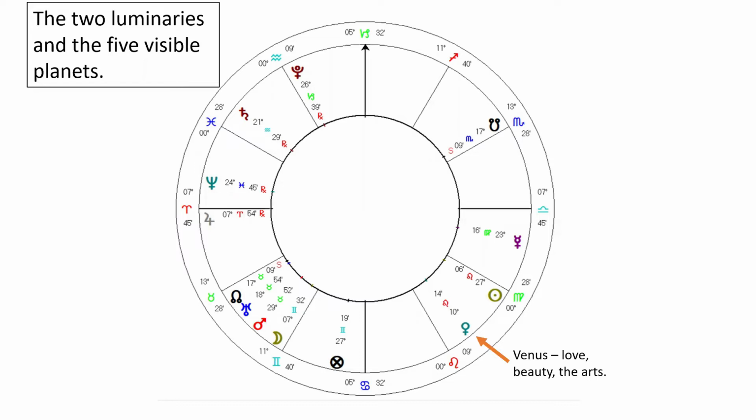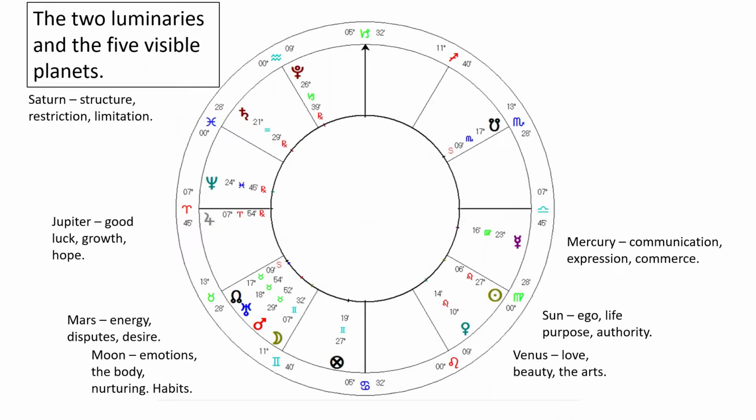We have Mars, which symbolizes our energy, also disputes and desire. We have Jupiter, which symbolizes good luck, growth and hope, wisdom. We have Saturn, which represents structure, also restriction and limitation. Of course, the planets can represent many other things in addition to what I just listed.